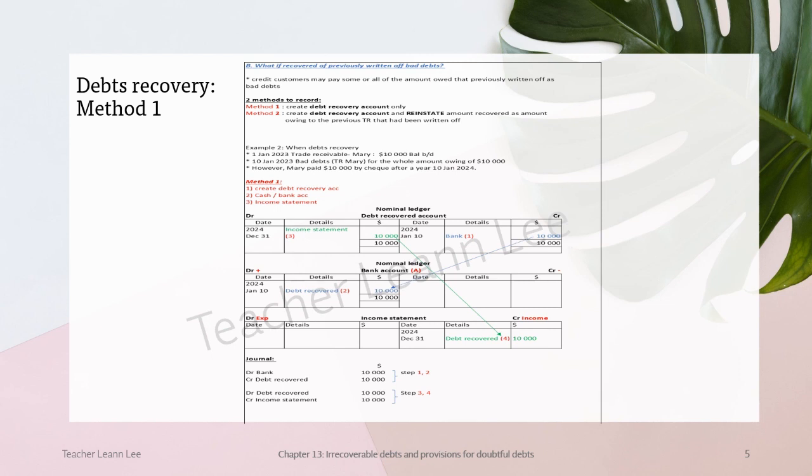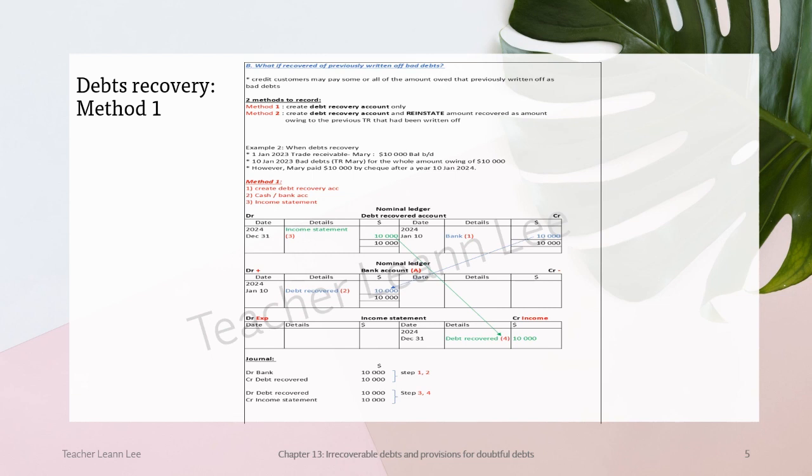Method 1 is actually easier. In method 2, I need to reinstate the previous Mary account, add back to the debit side that she still owes me the 10,000, and credit it as bank money received. But method 2 gives more detail, so your boss can see which account recovered, which account was previously a bad debt and is now recovered. With method 1 you might not see that.